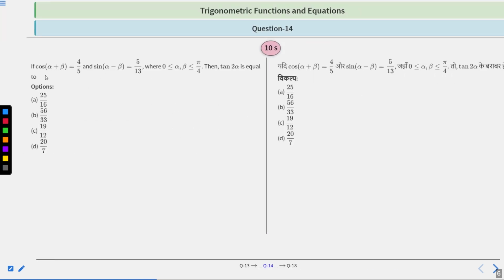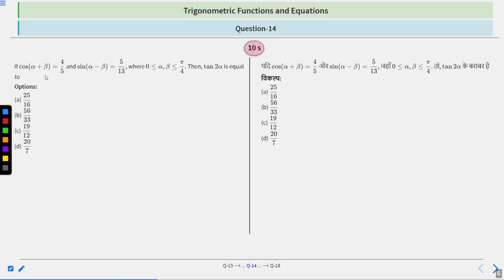Let's move to the next question, question number 14, which says, if cos of alpha plus beta is equal to 4 by 5 and sin of alpha minus beta is equal to 5 by 13, where alpha and beta are between 0 to pi by 4, then tan 2 alpha is equal to, we basically have to find the value of tan 2 alpha.